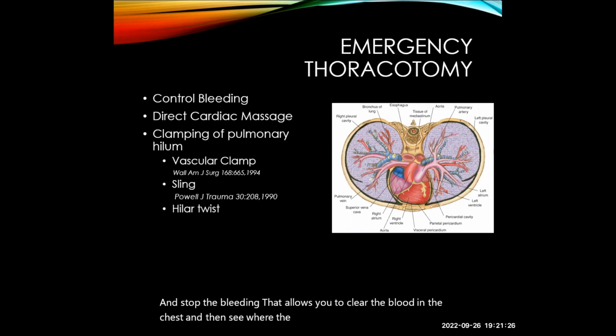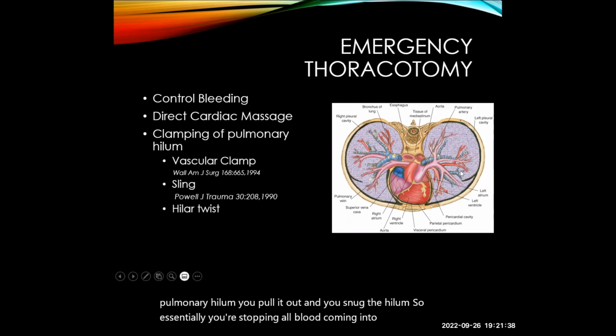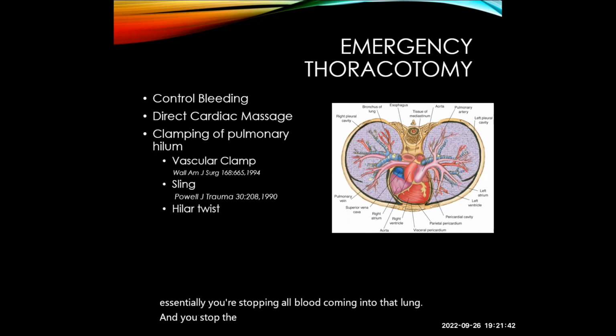The second thing you can do is you can put a sling. So the sling goes around the pulmonary hilum, you pull it out and you snug the hilum. So essentially you're stopping all blood coming into that lung and you stop the bleeding. And the third is you take a big vascular clamp and clamp there. So this is a major hemorrhage emergency. You just have to deal with it there and then.